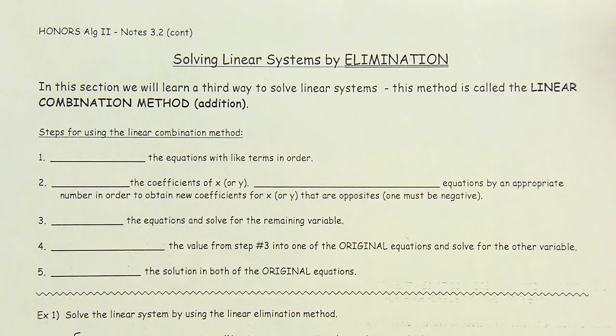This is the notes for Chapter 3, Section 2, Part 2, Solving Linear Systems by Elimination. In this section, we'll learn a third way to solve linear systems. This method is called the linear combination method, or addition, because you add the two equations after you create a pair of opposites to eliminate one of the variables.